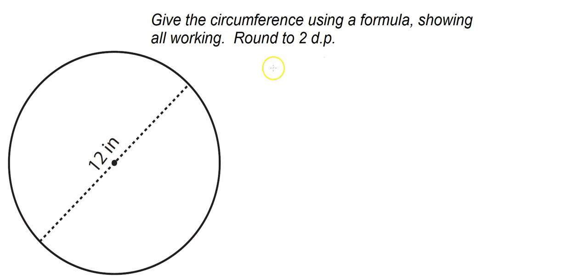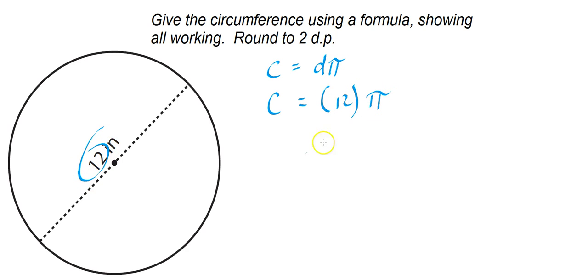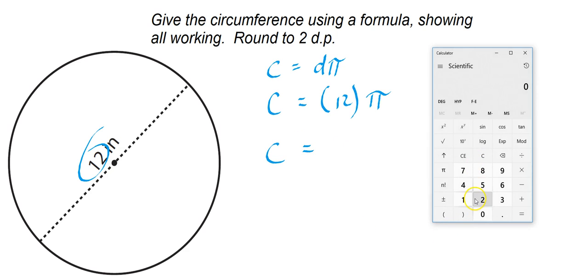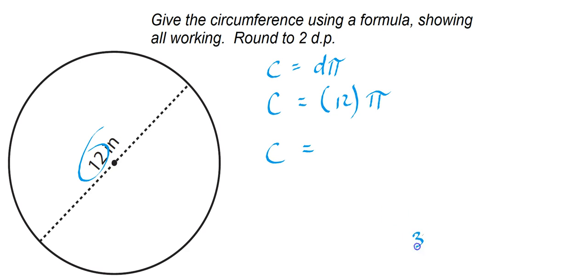For this one, let's use our formula circumference equals diameter times pi. So let's substitute. We do have the diameter, it's 12, and we have to multiply that by pi. Okay, so we're pretty much ready to go. Let's use our calculator. So we have 12 times pi, and that equals, okay, 37.699. Let's write that out, 37.699.